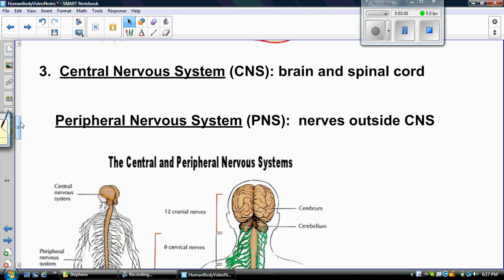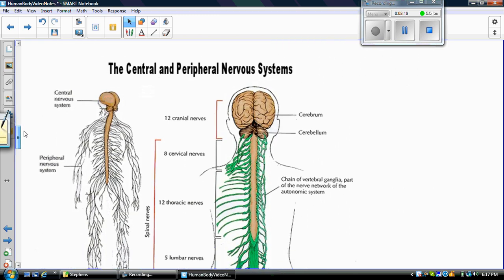Okay, there are two major parts to our nervous system: the central nervous system, CNS, and the peripheral nervous system, PNS. The central nervous system is made up solely of your brain and spinal cord. The peripheral nervous system is nerves outside of the central nervous system. In this picture, the central nervous system is just your brain and spinal cord in the tan part right here, and the peripheral nervous system is all the nerves that connect to your brain and spinal cord and go to the rest of your body.